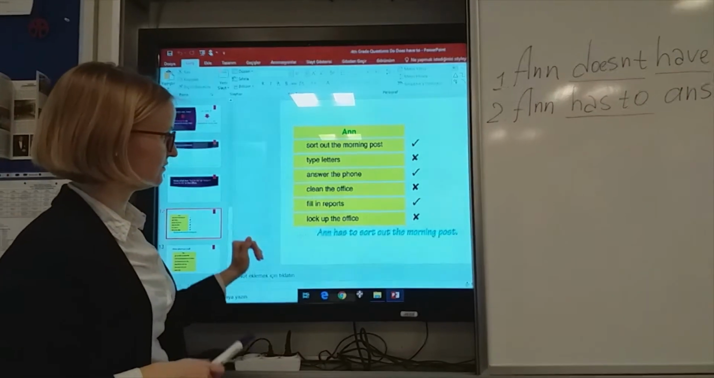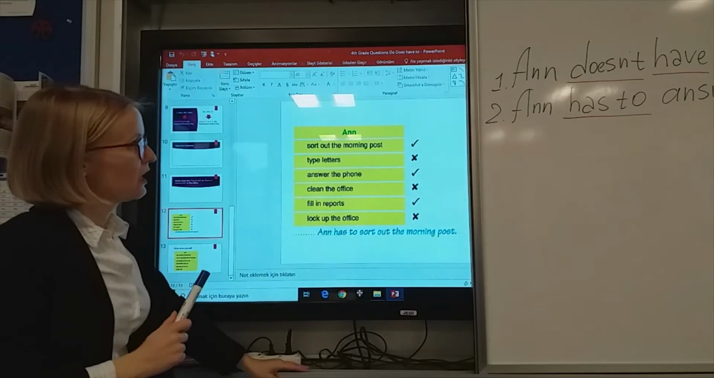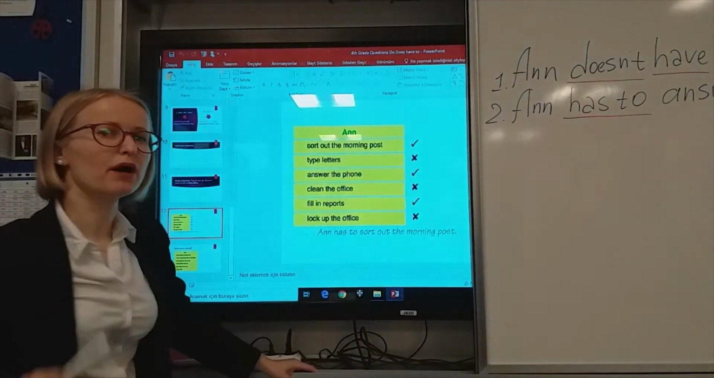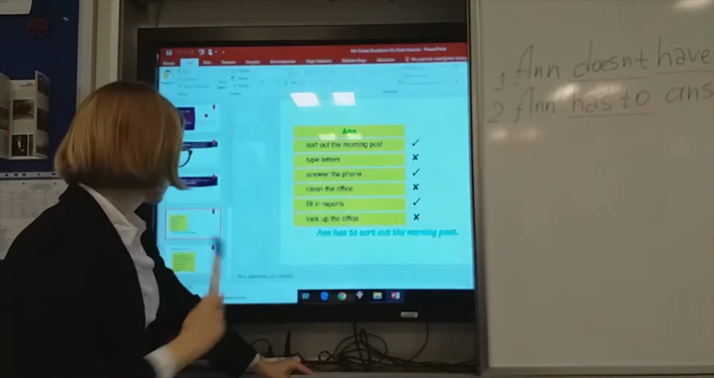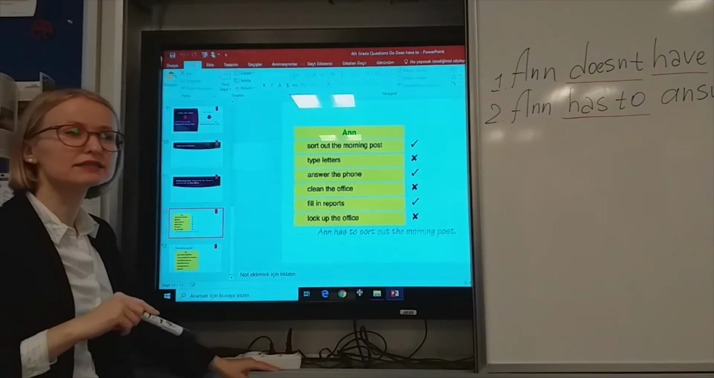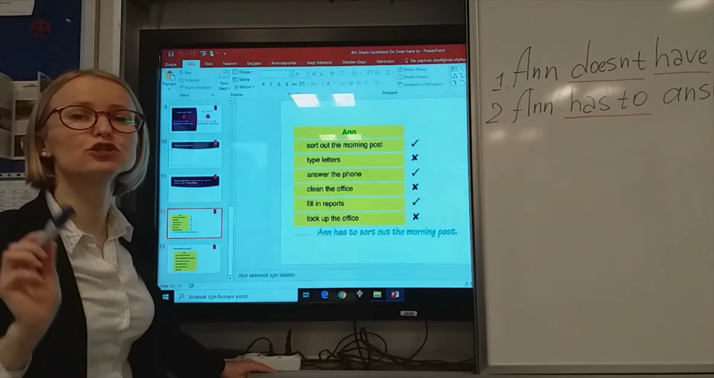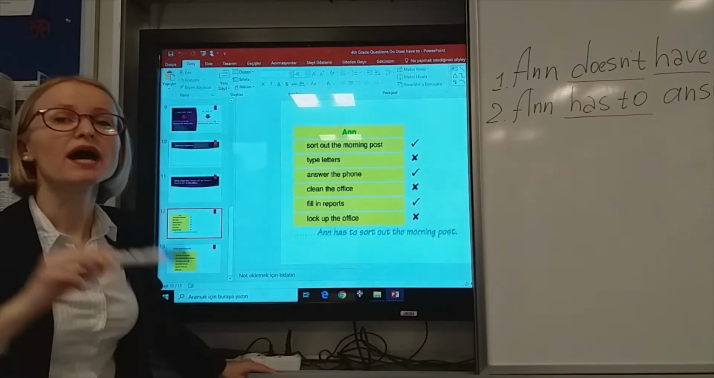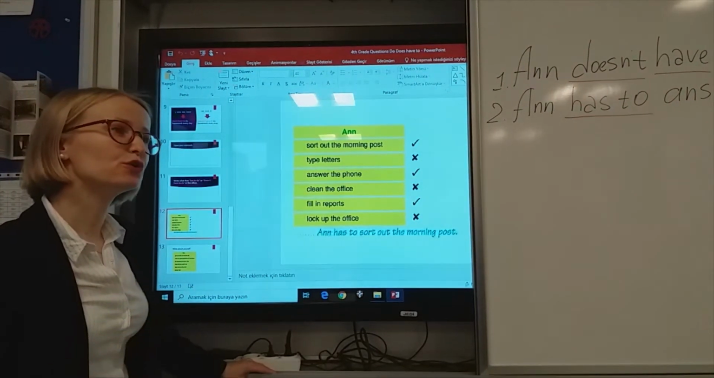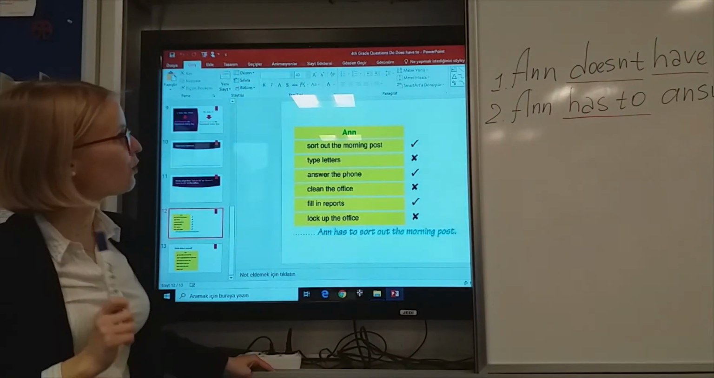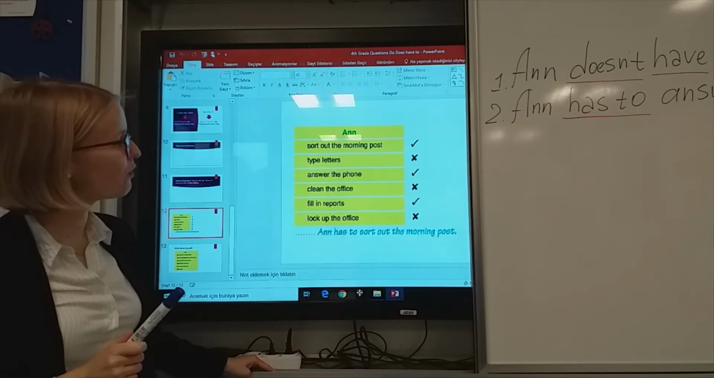Finishing this activity, now we are writing about Anne, about the girl Anne, and after we will write about yourself, what you have to do and what you don't have to do. Now answer the question.